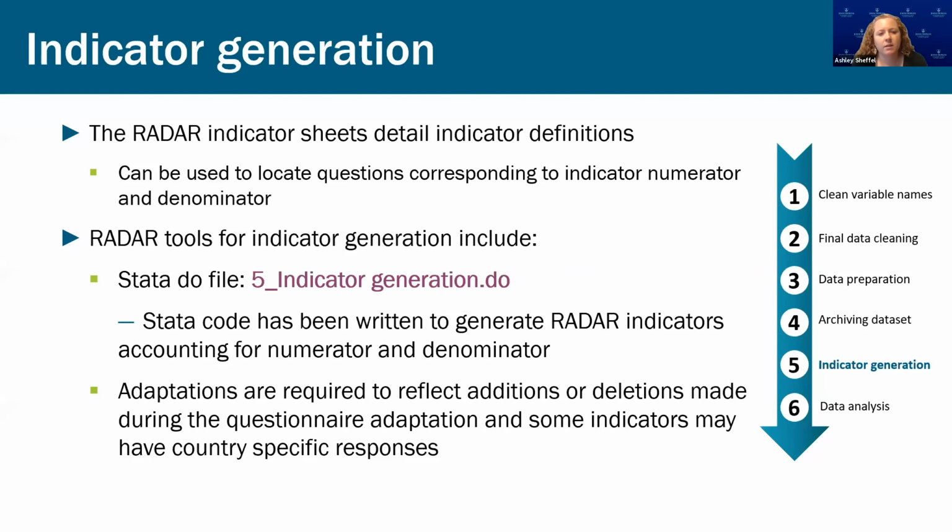We also have a Stata script that generates those core indicators. It's called 5 indicator generation. And it does properly account for numerators and denominators. It will require some adaptations, again, to reflect additions or deletions made during the questionnaire adaptation. And it will also require adaptation for some indicators that have country-specific responses. For example, the definition of which cadres of health workers count as skilled health providers may differ between countries. So if you're looking at an indicator of skilled birth attendance, you may need to adapt that indicator definition in the script.